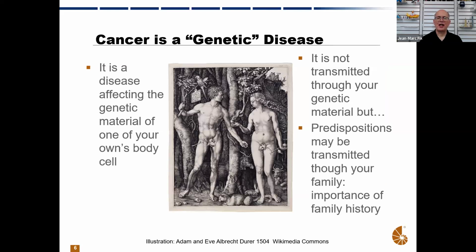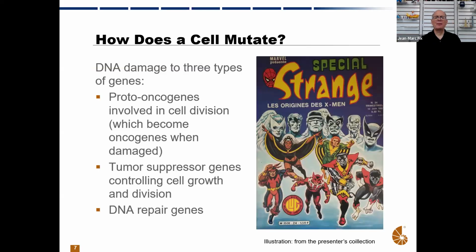So I say cancer is a genetic disease in the sense that it is a disease that affects the genetic material of your cells, your own cells. They don't come from somewhere else, except for maybe HPV, but that's another discussion. But mostly it's your own body cells that become defective in some way and that may turn into a cancer. It's not transmitted through your parents, but on the other hand, some predispositions may be transmitted from your parents. But it's basically a disease of the DNA of your cells. So how does a cell mutate? Really, the DNA damage happens in three areas that create a cancer.